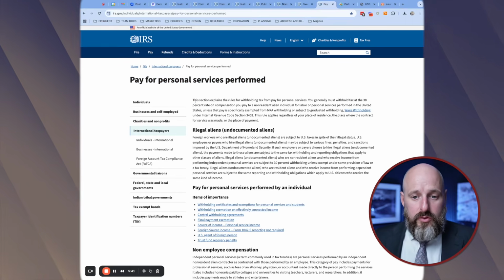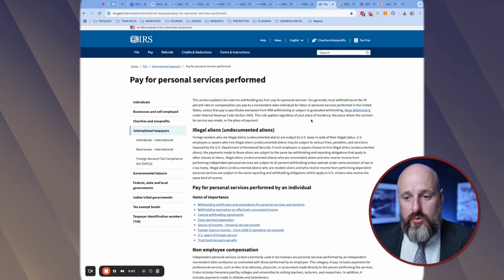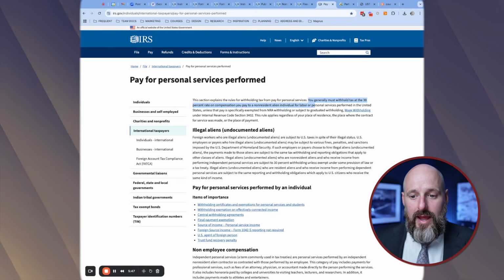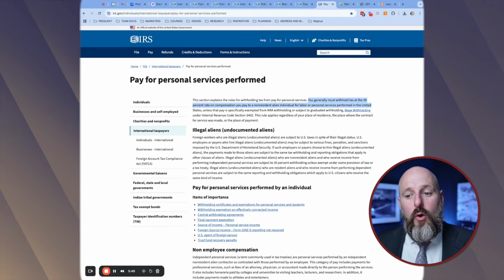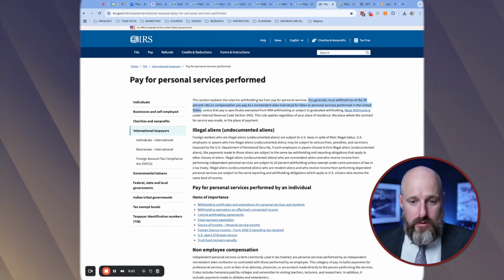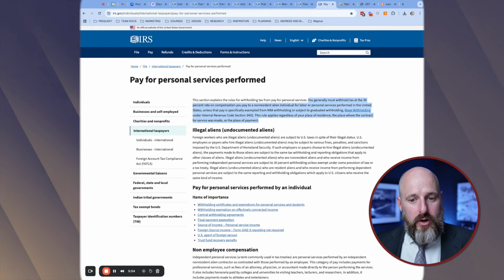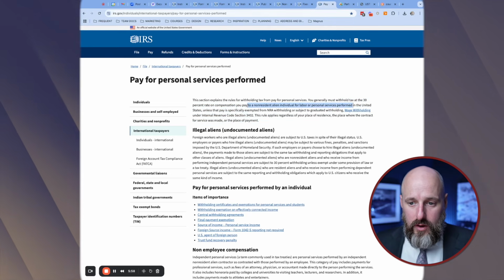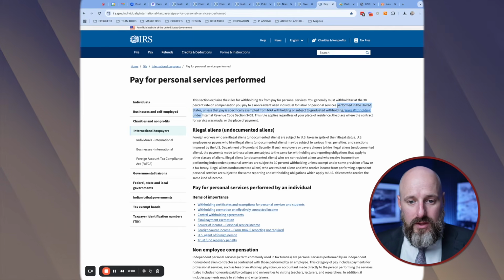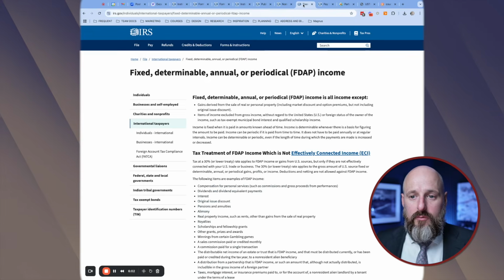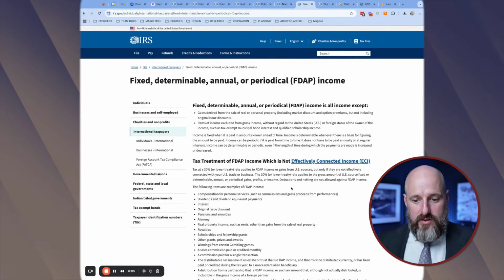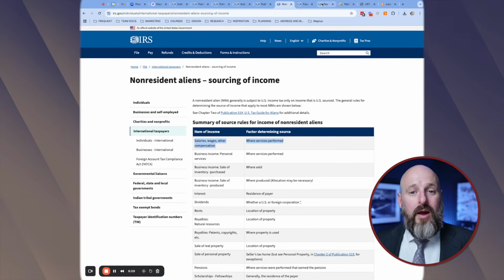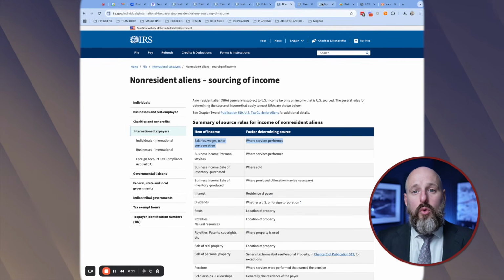Now, here's another article from the IRS, Pay for Personal Services Performed. This section explains the rules for withholding tax on pay for personal services. You must withhold at 30% on the compensation you pay to a non-resident alien for labor or personal services performed in the United States, unless there's an exemption or an exclusion. So in general, it's for services performed in the United States. The source is where they're performed. Everyone's doing everything remotely, so there's no withholding taxes.